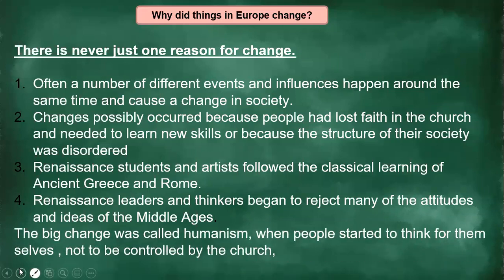The big change was called humanism. This was the big change that happened, okay? When people started to think for themselves, not to be controlled by a church. People then started to be like, no, I'm going to think for myself. Let's think for ourselves, guys. Let's not let the church control our ideas, our thoughts. So that was the reason for the Renaissance. People wanted to think for themselves. They wanted to be independent in their thoughts. All right.